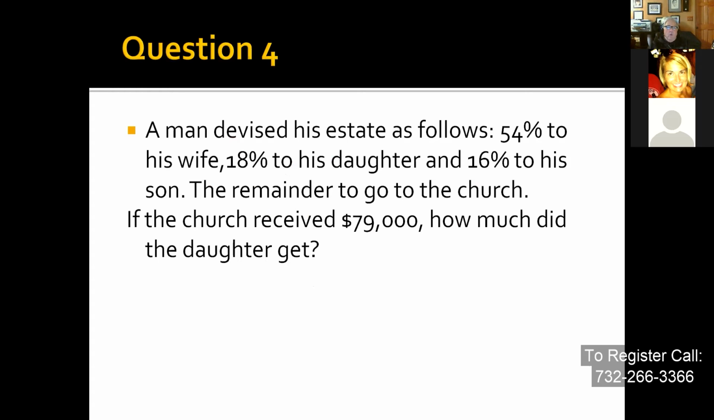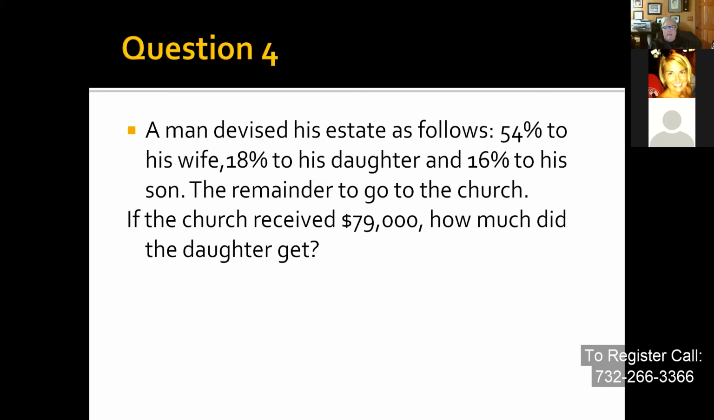All right, this one is always on the test, and it's a lot easier than you think it is. So a man devised his estate. In other words, he died and he left it 54% to his wife, 18% to his daughter, and 16% to his son. Whatever was left would go to the church. The church received 79,000. How much did the daughter get? Okay, and this is really a lot easier than you think.